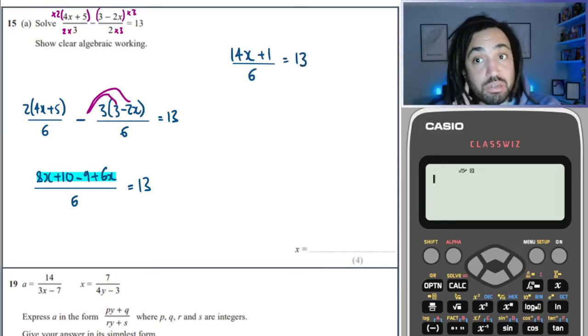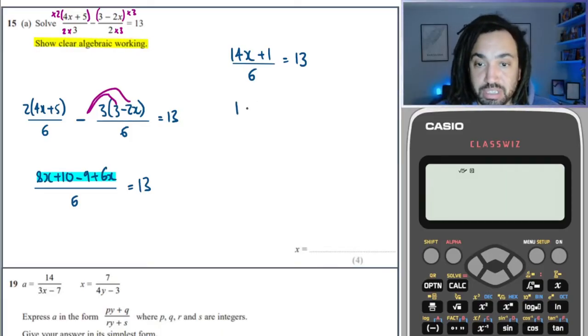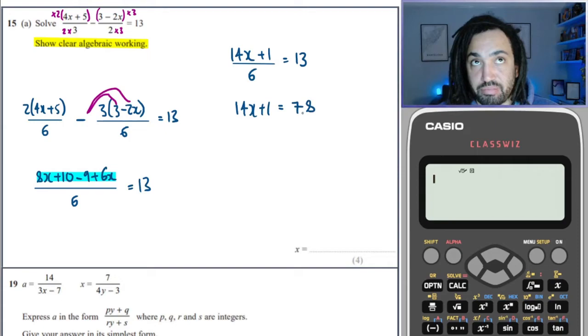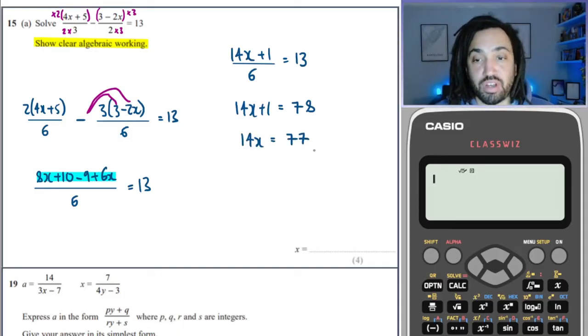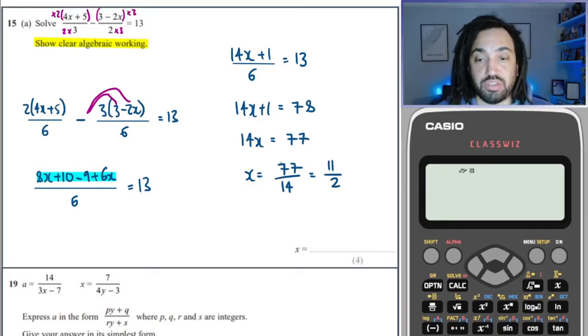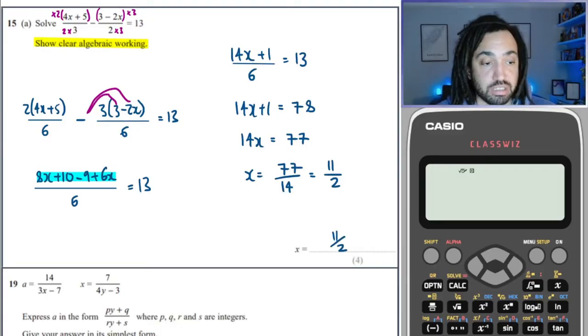And I want to show all my steps here, because it does say show algebraic working, so there's no point skipping steps. Times through by 6 is going to give me 78. So 14x is equal to 77. And then we can divide through by 14. So x is equal to 77 over 14. Which is the same as 11 over 2, dividing top and bottom by 7. So 11 over 2, or 5.5, is the correct answer.